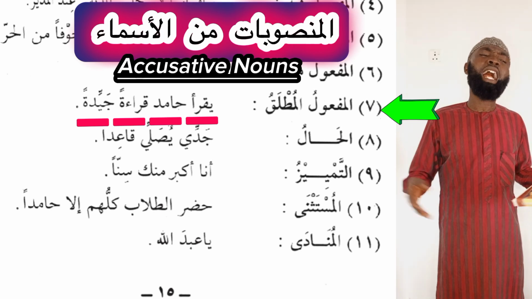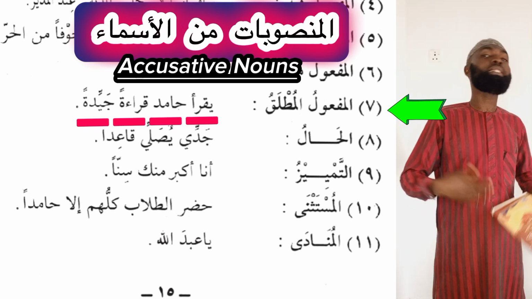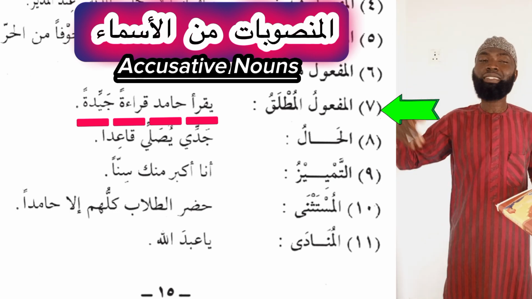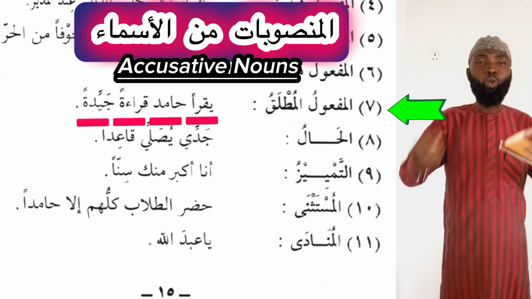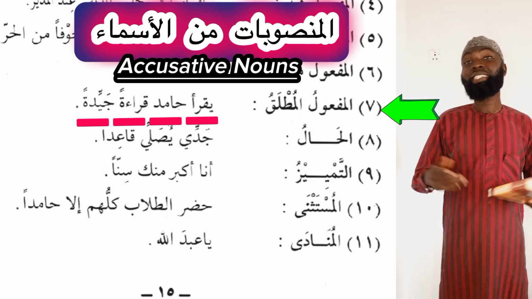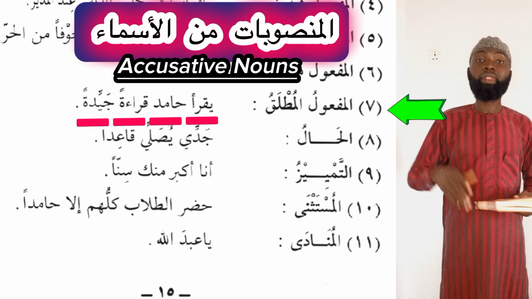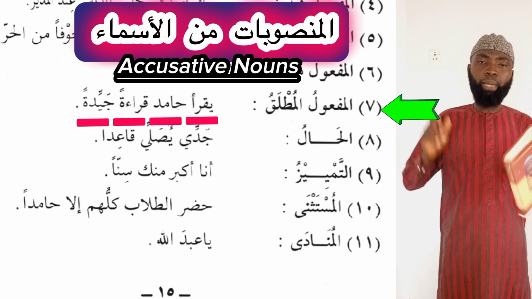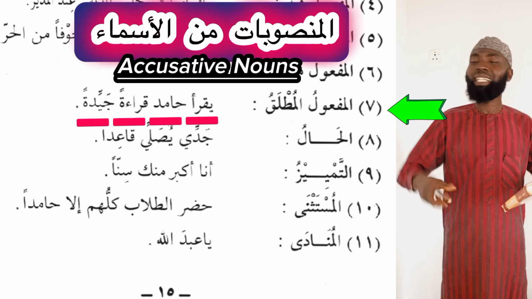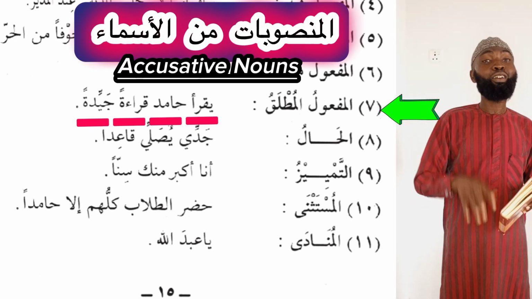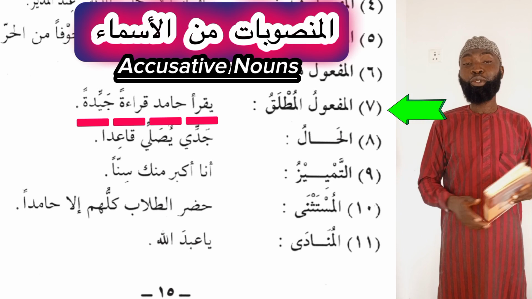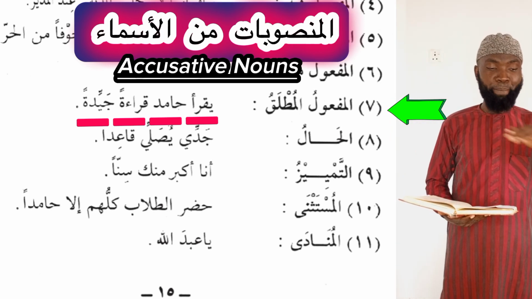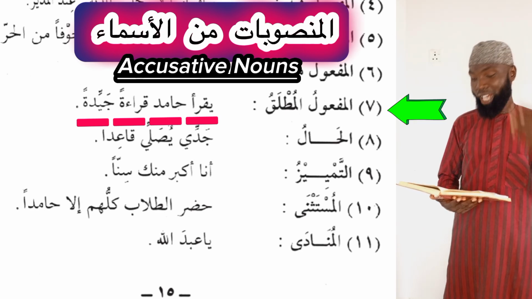You can easily say "yaqra'u hamidun", Hamidun is reading. But when you say "yaqra'u hamidun qira'atan", Hamidun is reading in a reading way. MashaAllah. Can I get an example? I can say "dhahabtu ila abi dhahaban": I went to my father, going, meaning I really went to him. I want to emphasize that I actually went to him. This is called the maf'ul mutlaq, the absolute object, and it also falls under al-mansubat, the accusative nouns.